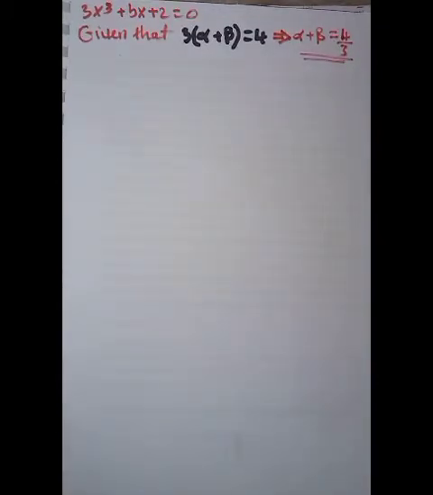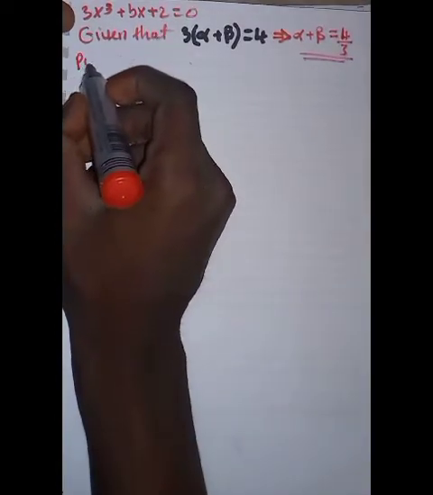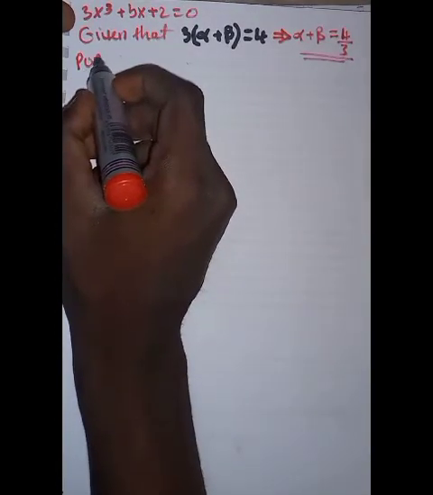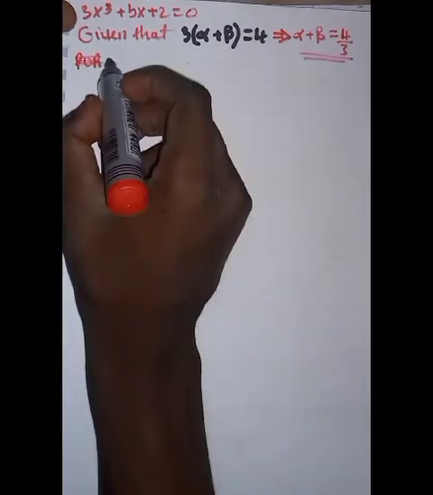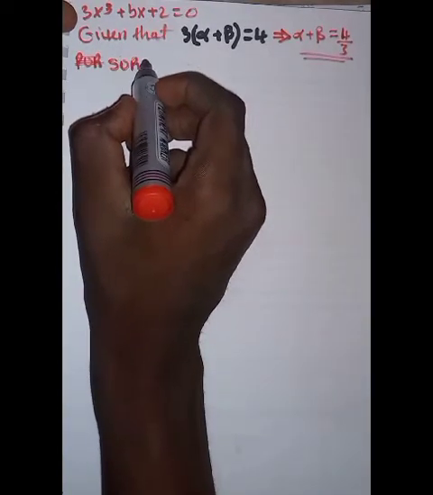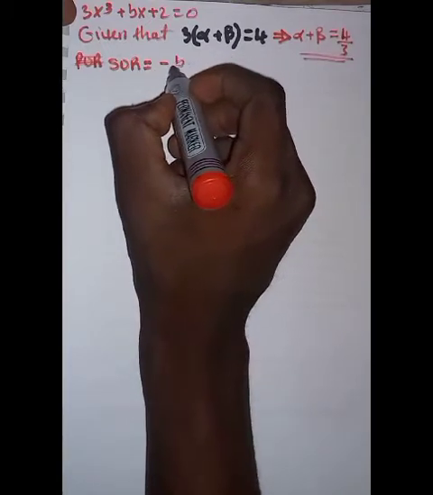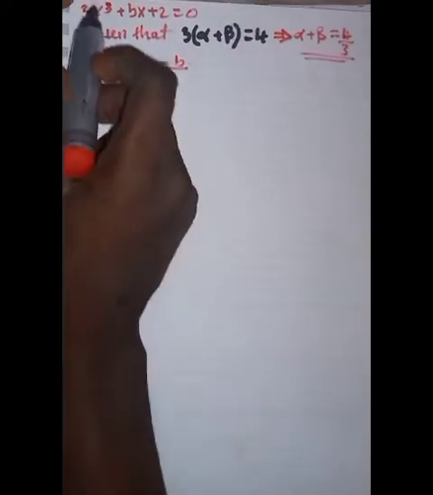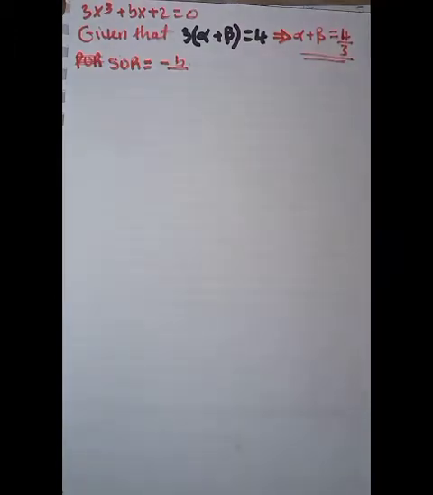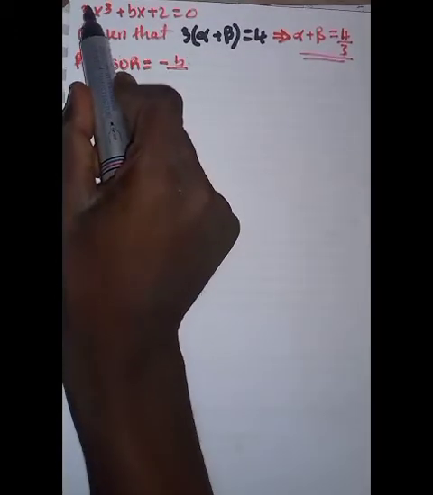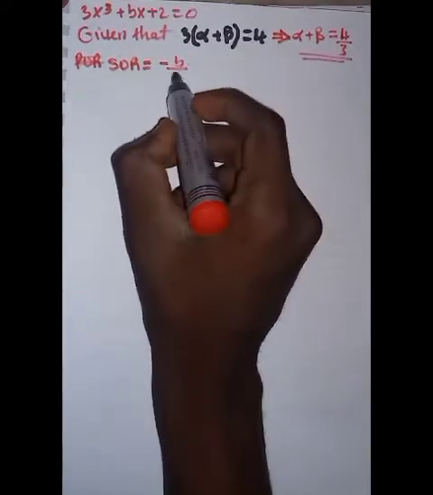Then we want to get the value of b. We want to get a sum of roots. The sum of roots is equal to negative b over a. But what is our a in this case? Our a in this case is 3. So this is going to be negative b over 3.